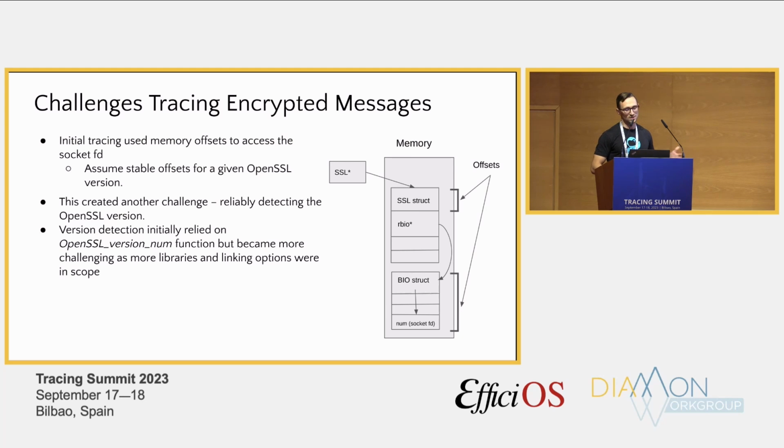We now also need to reliably detect the OpenSSL version in use. For our initial implementation, there's another function available within OpenSSL called OpenSSL version num, and that is what we relied on for returning the version, and then we could conditionally apply our offsets from there. This worked initially, but as we wanted to support more libraries and more linking options, it started to become more and more challenging.